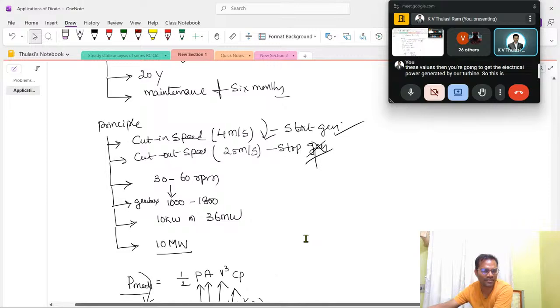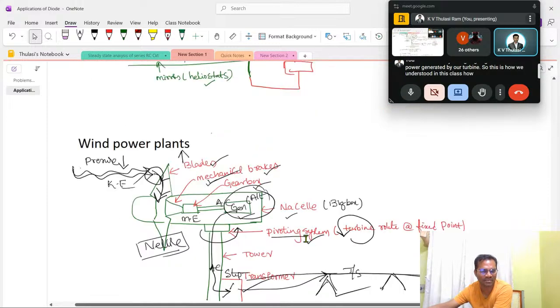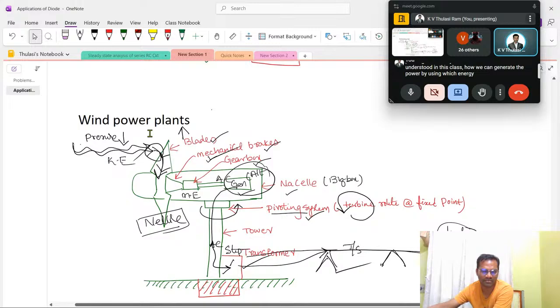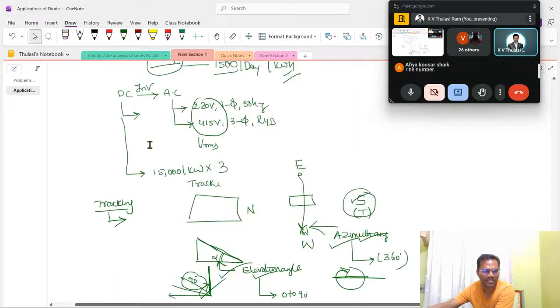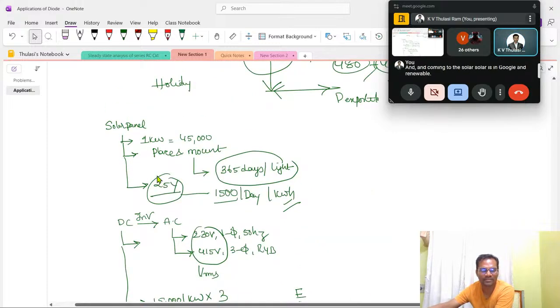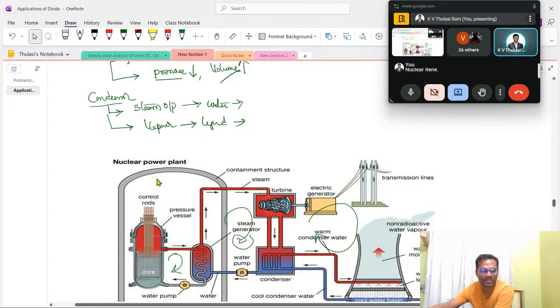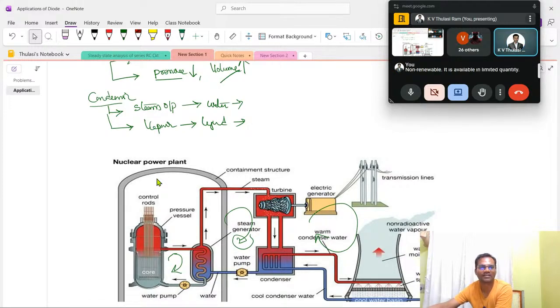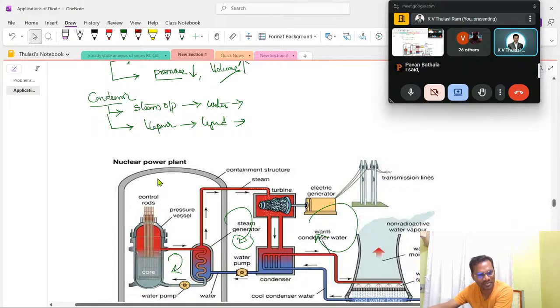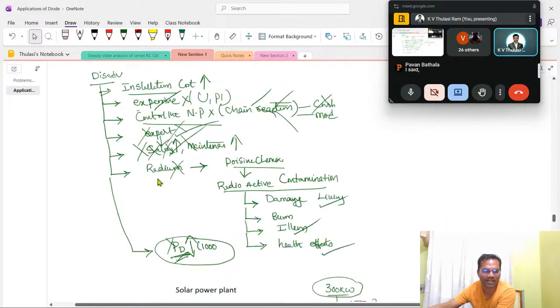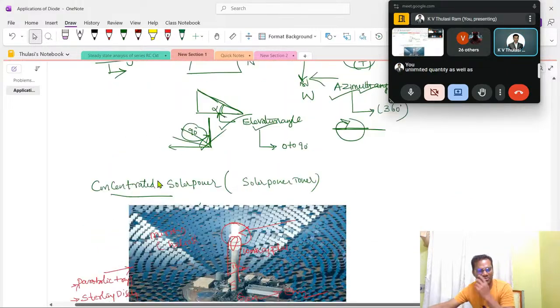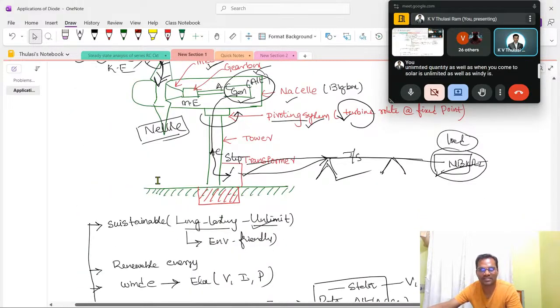So this is how we understood in this class how we can generate power by using which energy? Wind energy. Wind is renewable or non-renewable? Renewable. And coming to solar, solar is renewable or non-renewable? Renewable. And coming to nuclear, renewable or non-renewable? Non-renewable. It is available in limited quantity, right? Nuclear uranium and thorium are available in limited quantity, but solar is unlimited, as well as wind is also unlimited. That's how we generate the power.